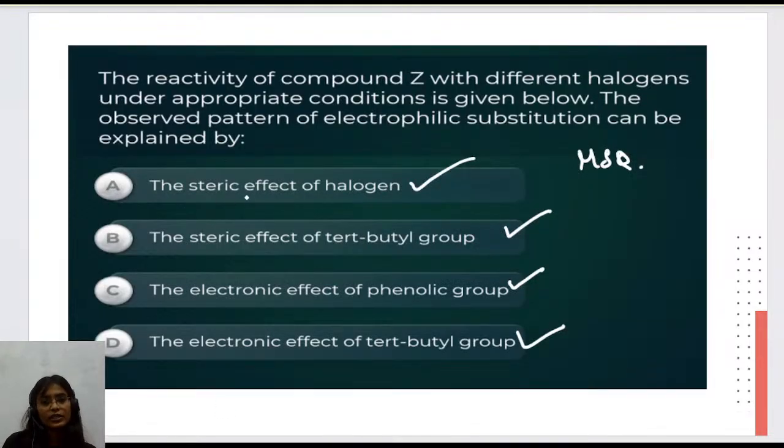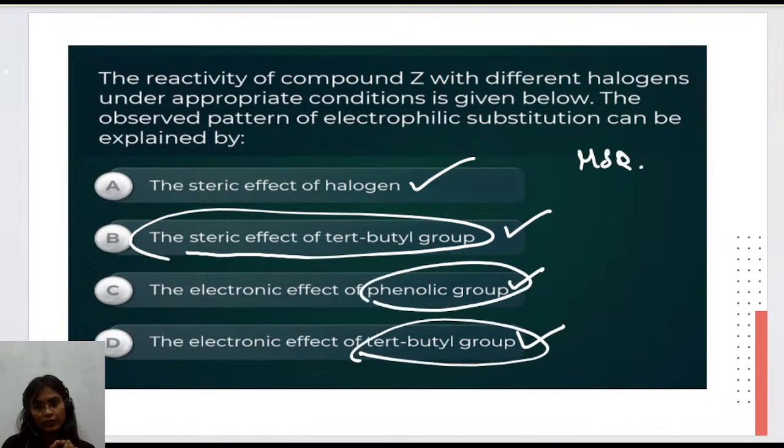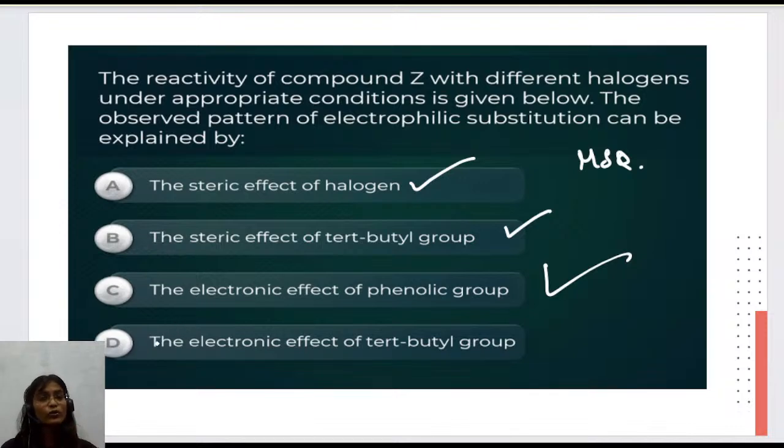Read the option number one. The steric effect of halogen. Okay, hold on for this. Look at this. The steric effect of the tertiary butyl group. The electronic effect of the phenolic group or the electronic effect of the tertiary butyl group. Now between C and D, just by using the first concept only, which one is the correct answer here? Quickly answer the question, because most of you gave D as the correct answer. Between C and D, who's going to decide which electronic effect we follow? Obviously the OH. Oxygen has a lone pair, carbon doesn't have any lone pair, right? So between C and D, obviously C is the correct answer. It means D is not correct here. These two statements are opposite to one another, so it's incorrect.